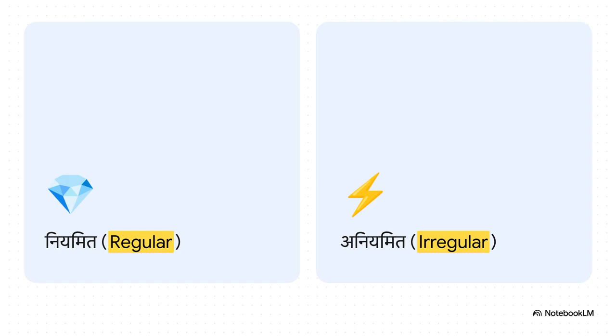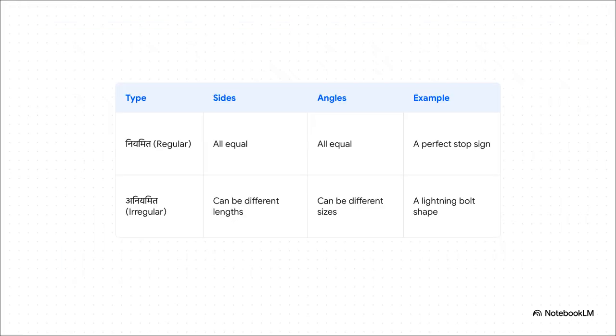Now, there's one last really crucial way we can classify all of these polygons from the simplest triangle all the way up to a complex decagon. We can split them into 2 fundamental groups, regular and irregular. So a regular polygon is basically the shape in its most perfect symmetrical form. All of its sides are the same length and all of its angles are the same size. A stop sign is a perfect example of a regular octagon. So an irregular polygon is, well, it's everything else. As long as it's a closed shape with straight sides, it's a polygon, even if all the sides and angles are all over the place, kind of like the shape of a lightning bolt.